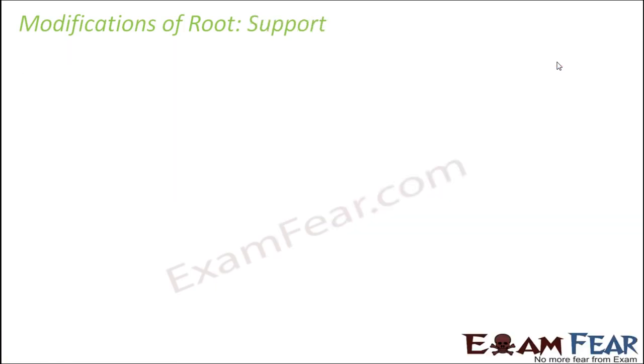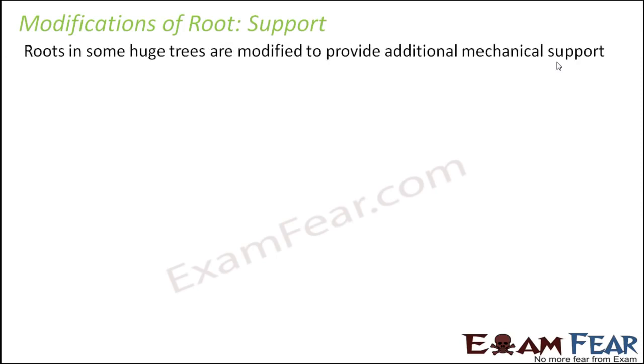Now let us look at the third modification of root, which is for the purpose of support. Roots in some huge trees are modified to provide additional mechanical support. Support is one of the basic functions of root, that it helps in keeping the plant fixed to the soil. Anyways, it helps in proper anchorage, so it supports the plant.